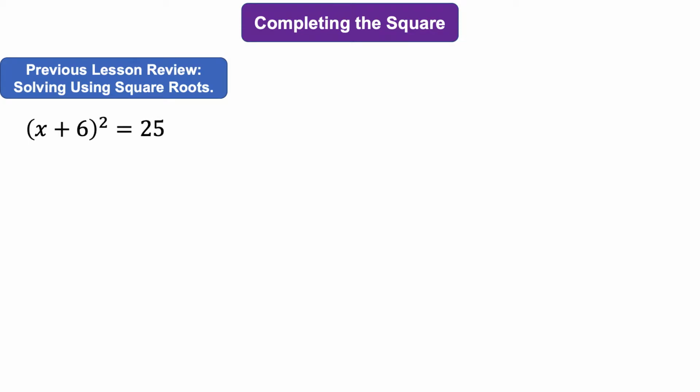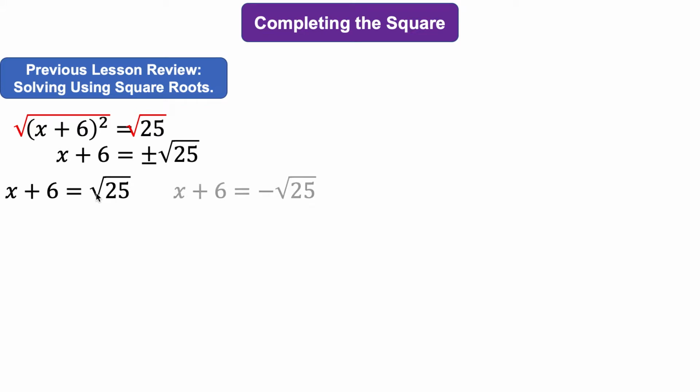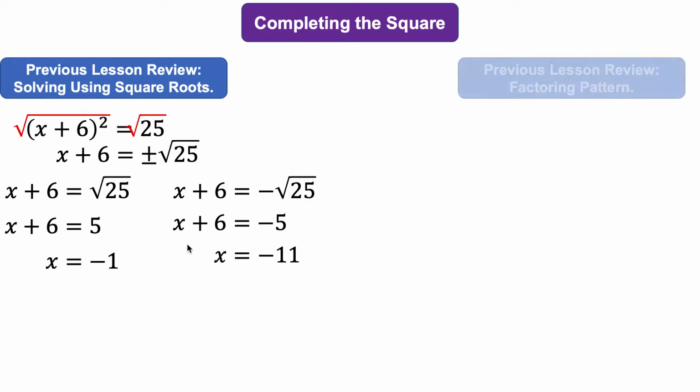Okay. Previous lesson on solving using square roots, if you remember, if we had something being squared, we could go ahead and just take the square root of this thing. So you square root both sides. You have a plus or minus of that square root. Once you have the plus minus, you separate into a positive and a negative. Take the square root of 25, you get a 5. Then you subtract 6 and you get negative 1. This side, you get a negative 5 because the square root of 25 is 5. Then you get the negative, and then subtract 6, you get a negative 11.